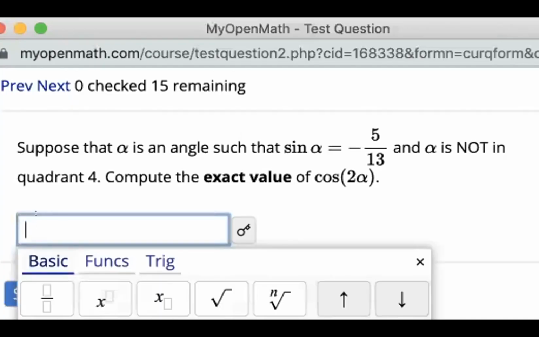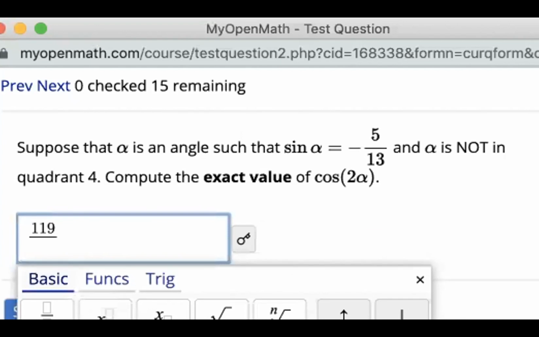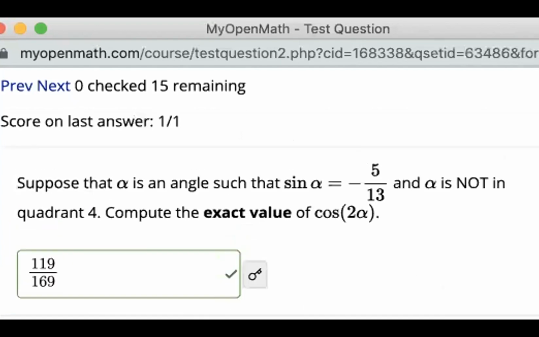Of course, we can check it using the system, but that's not always available. The calculator is most of the time available. So we can just enter what we think the answer is. 119 is the numerator over 169. And we got it right.